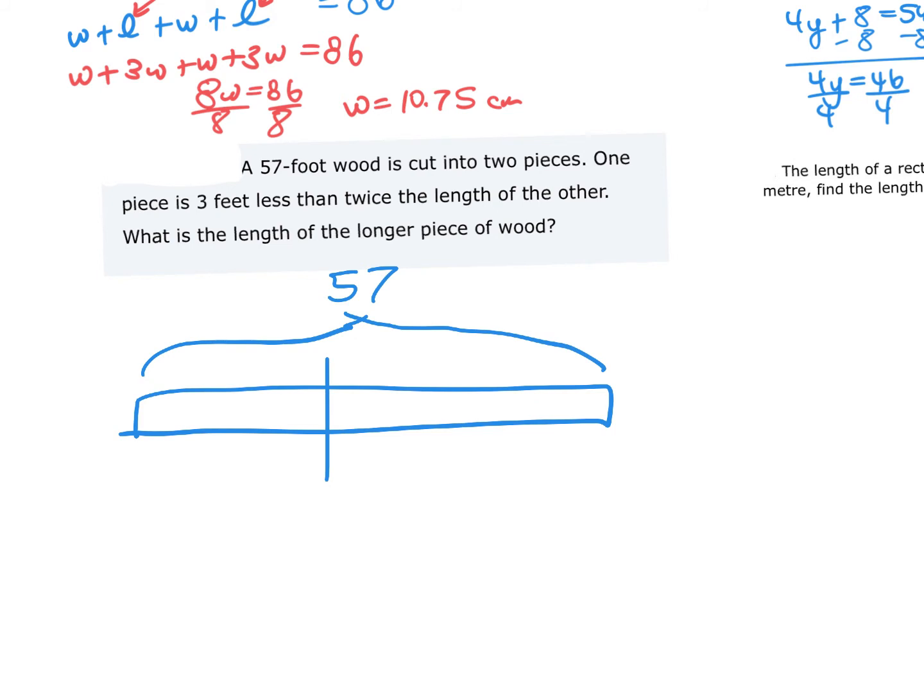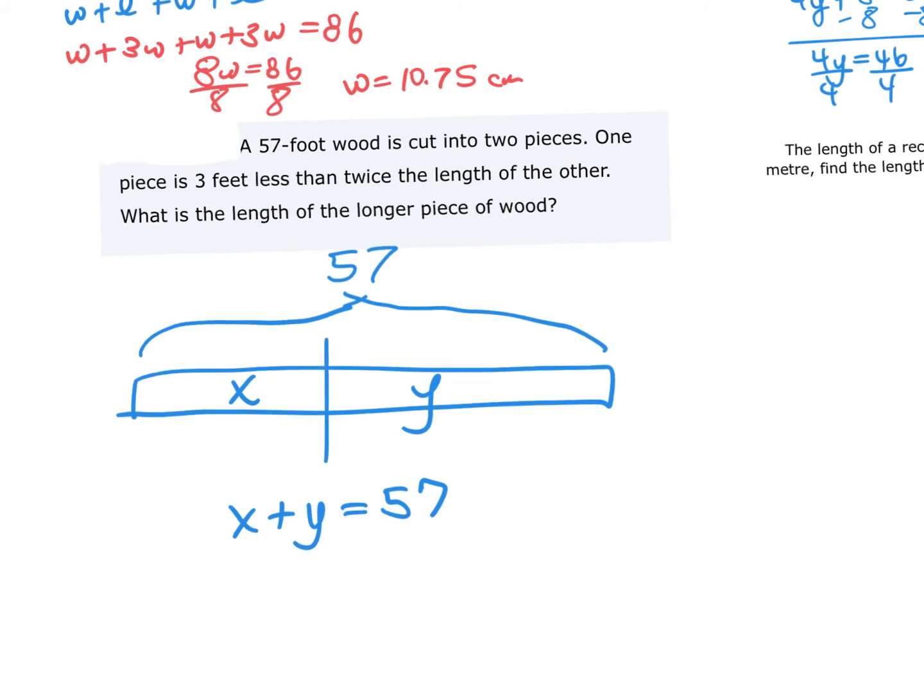All right, so what do you think our 2 variables are going to be? What 2 letters do you want to use? X and Y, okay? When you read the question, it says, what's the length of the longer piece of wood? So you have 2 pieces of wood. One piece is X, one piece is Y. What's your first equation? It's written right there in front of you in your picture. X plus Y equals 57. Perfect. Good.